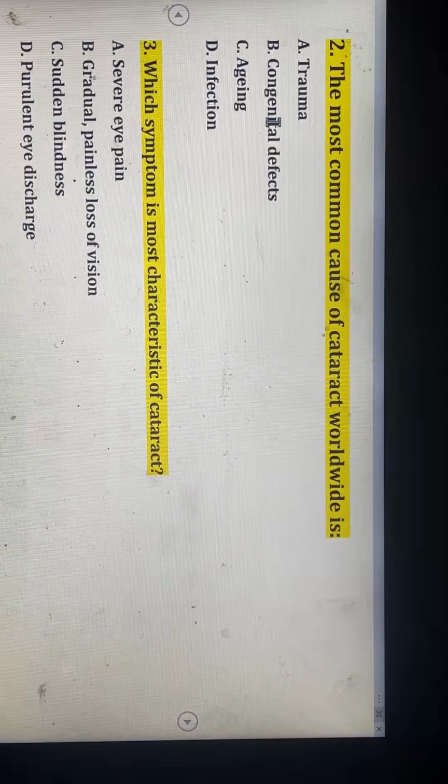If you choose A, you are wrong. If you choose B, you are wrong. If you choose D, you are wrong. To all the students that chose C, aging, don't forget this, you are correct. So the most common cause of cataract worldwide is what? Aging. So trauma can cause cataract, congenital defect can cause cataract, infection can cause cataract, but the most common cause of cataract worldwide is what? Aging.